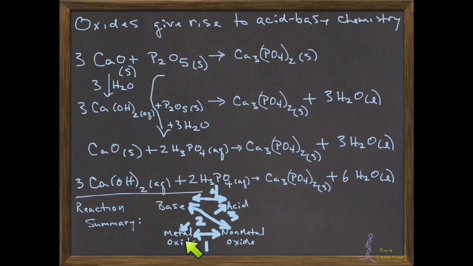The first reaction was between a basic metal oxide and an acidic non-metal oxide. The second reaction was between the base and the non-metal oxide shown along here. The third reaction was between the metal oxide and the acid shown here, and then the fourth reaction was the familiar reaction between the base and the acid.